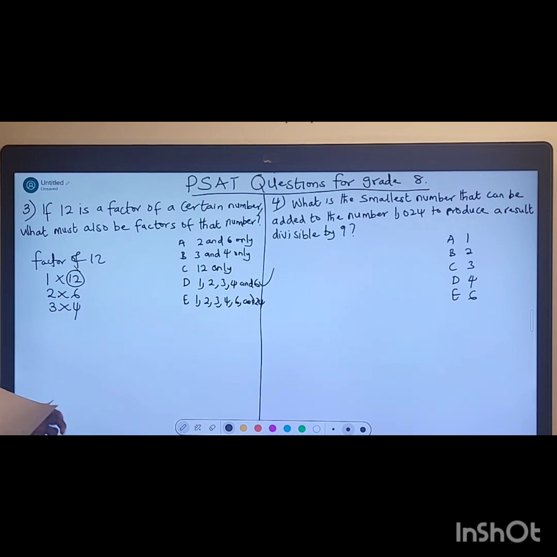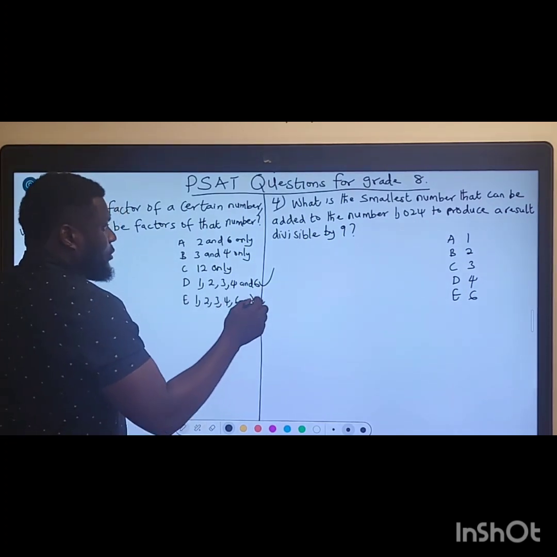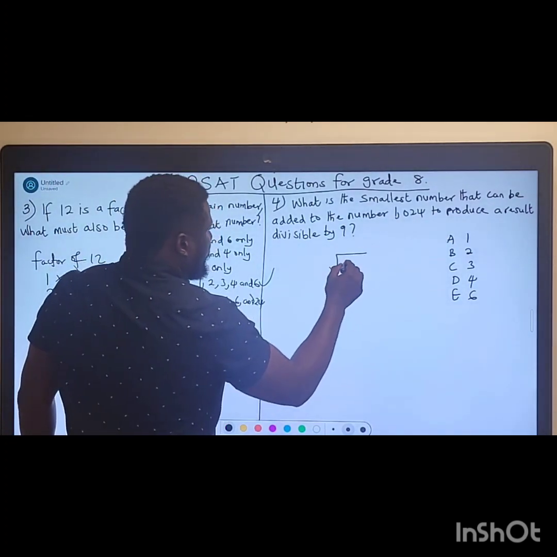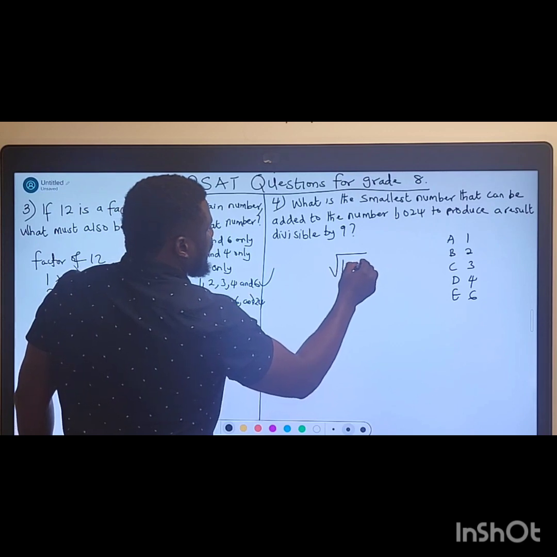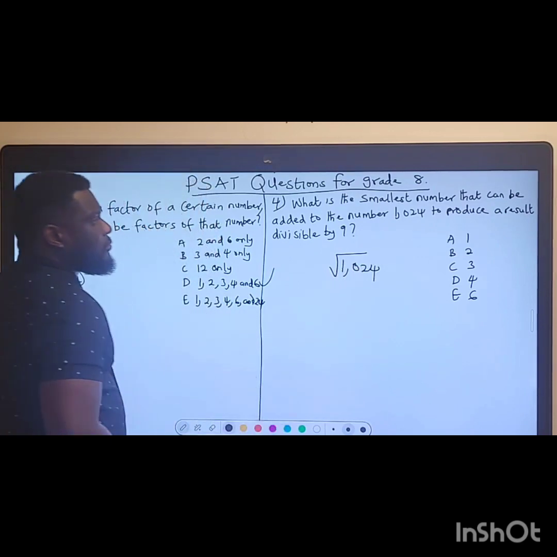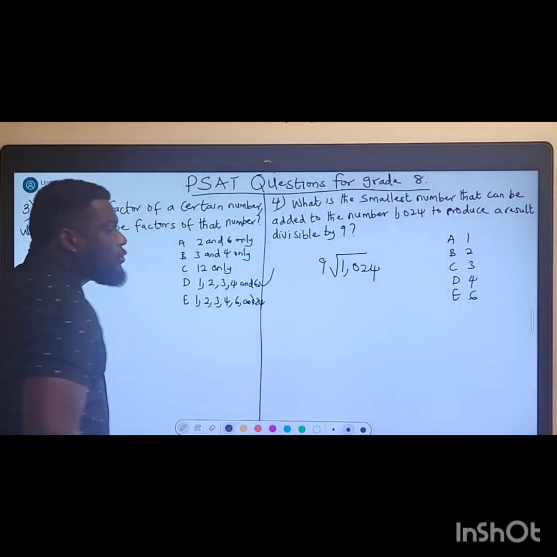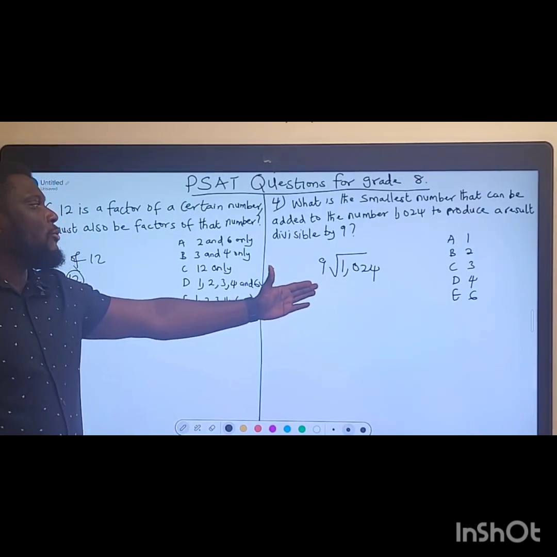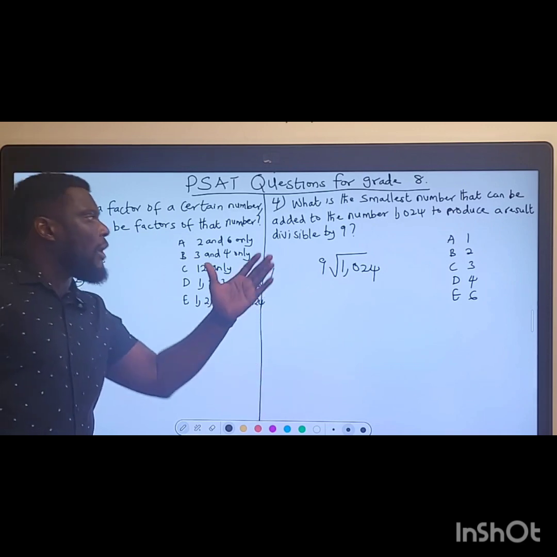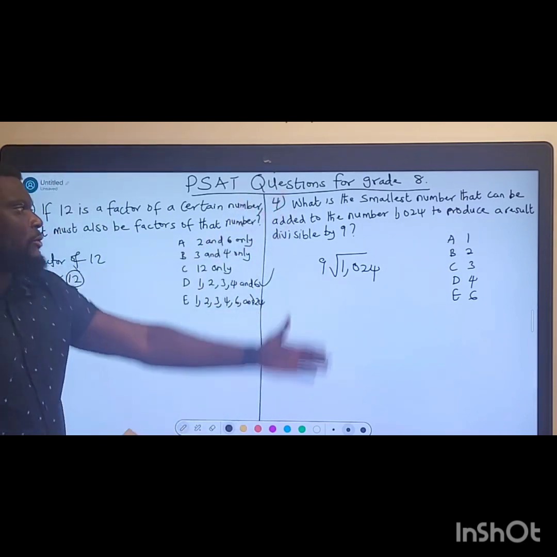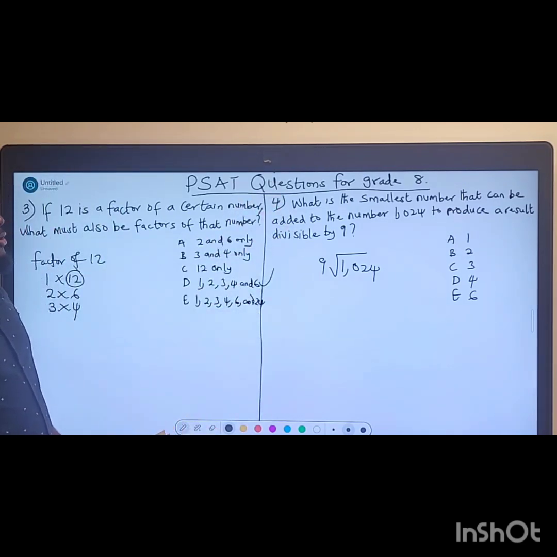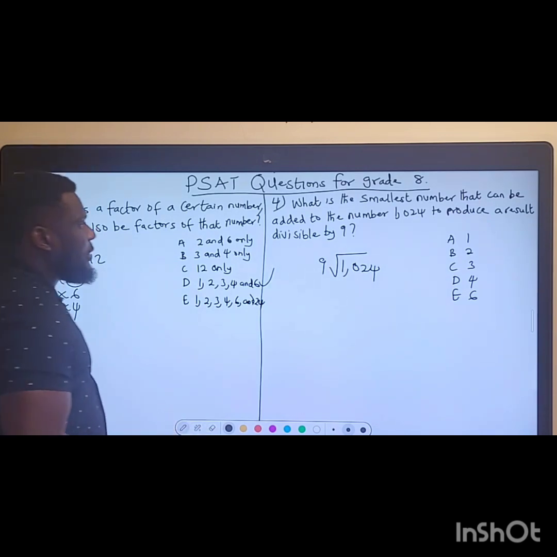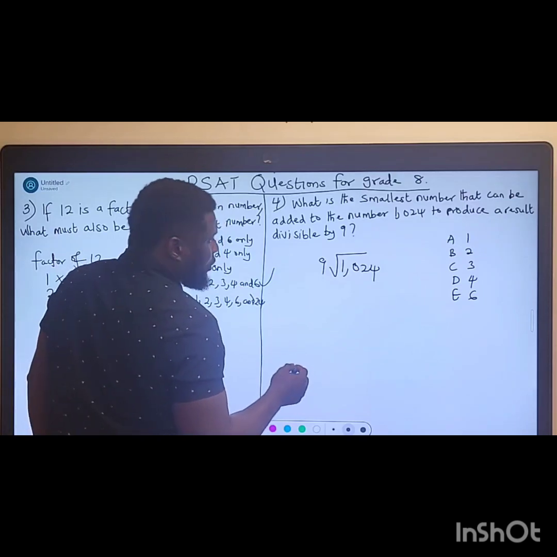All you have to do is use what we call long division. All you have to get in this place is the remainder. Whatever remainder you have, you then add one of the options to it to give you a number divisible by 9. Okay, now let's go on. What do you do?